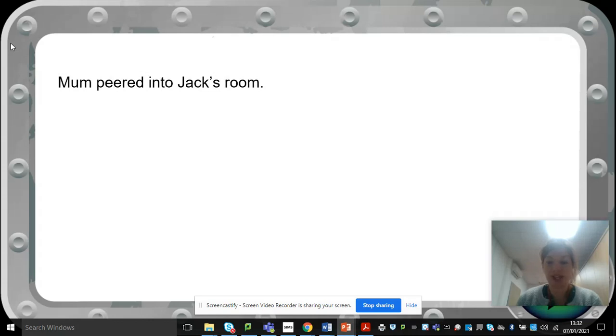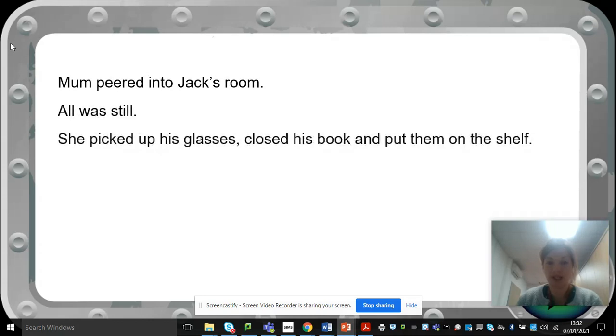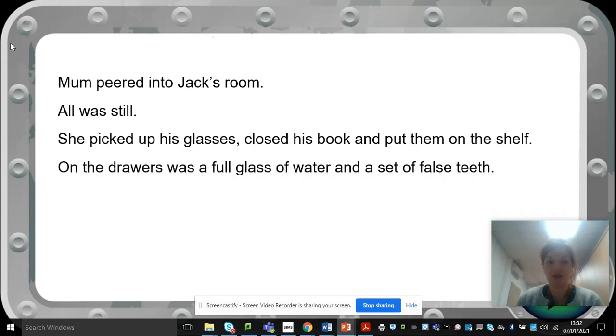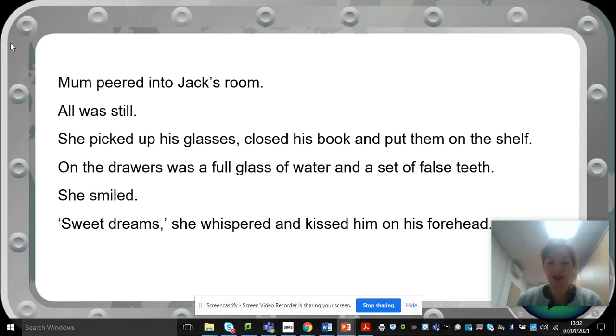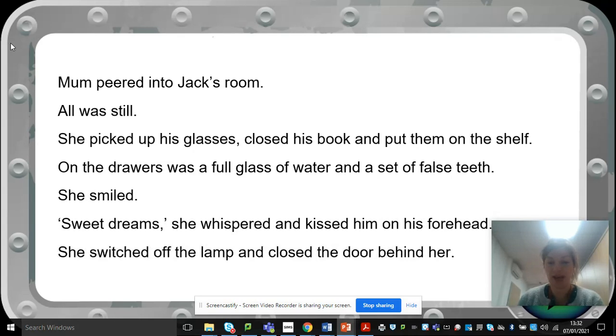Mum peered into Jack's room. All was still. She picked up his glasses, closed his book and put them on the shelf. On the drawers was a full glass of water and a set of false teeth. She smiled. Sweet dreams, she whispered and kissed him on his forehead. She switched off the lamp and closed the door behind her.